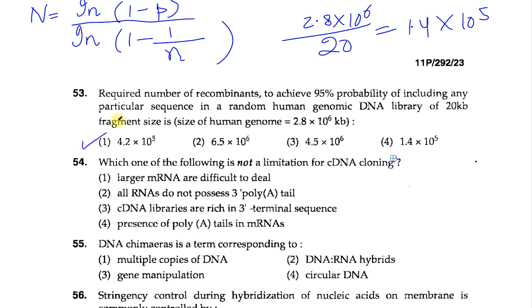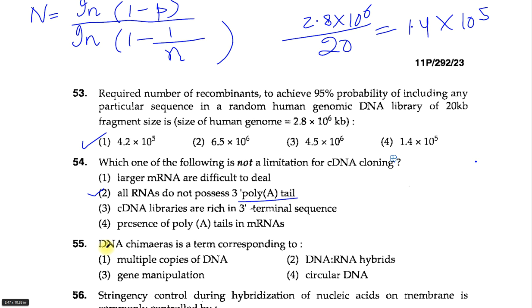Next, question number 54. Which one of the following is not a limitation for cDNA cloning? 1. Larger messenger RNAs are difficult to deal with. 2. All RNAs do not possess 3' poly A tail. 3. cDNA libraries are rich in 3' terminus sequence. 4. Presence of poly A tails in messenger RNA. The option that is not a limitation is number 2, all RNAs do not possess 3' poly A tail. Actually, all eukaryotic RNAs have the 3' poly A tail except some transcripts. So the correct answer is option 2.